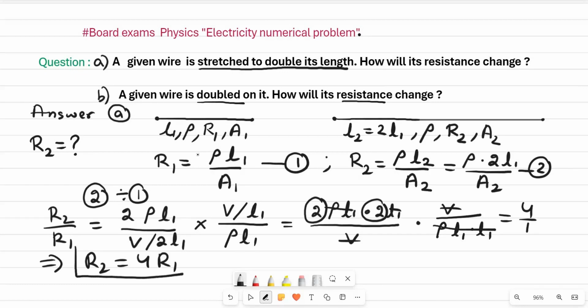So the question was, if a certain wire of a certain length and certain thickness is stretched and its length is doubled, then what happens to the new resistance? The new resistance becomes 4 times the initial resistance.